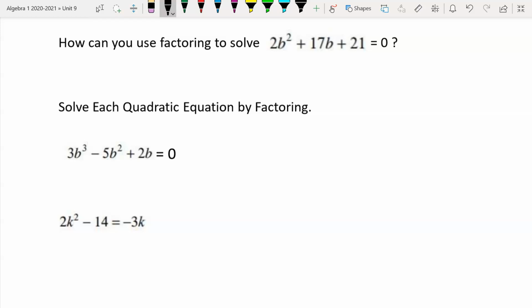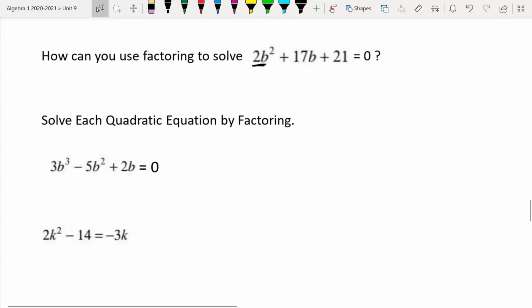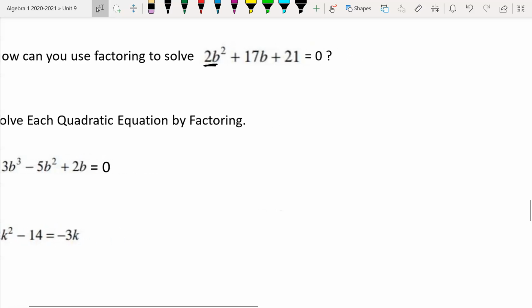So then it says, how can we use factoring to solve 2b squared plus 17b plus 21? So the ones before were all easy factoring. Well, don't forget, we still have the AC method if there's a number out front. So 2b squared plus 17b plus 21 equals 0. I would have to do the AC method, so I would do 2 times 21, which would give me 42. List the factors of 42.